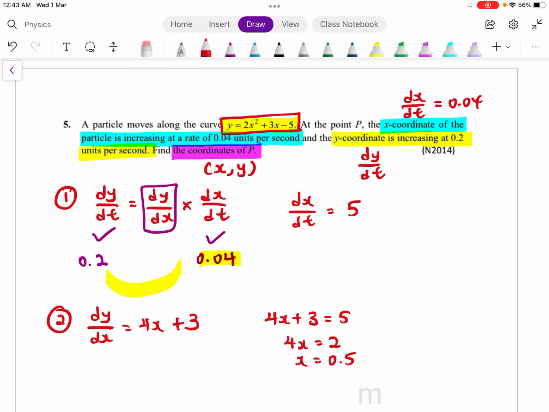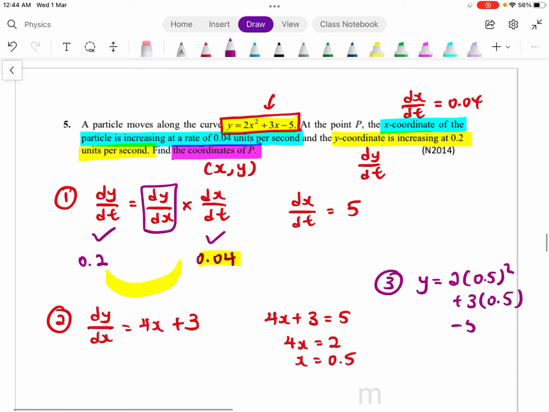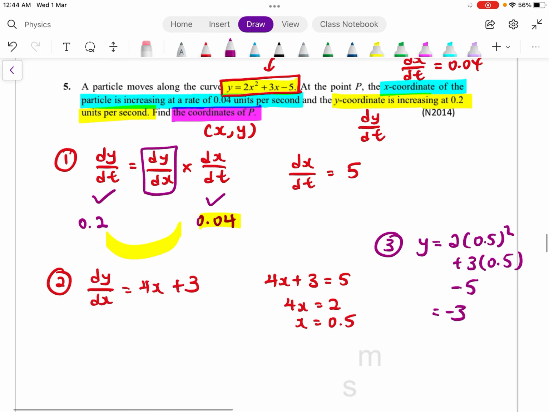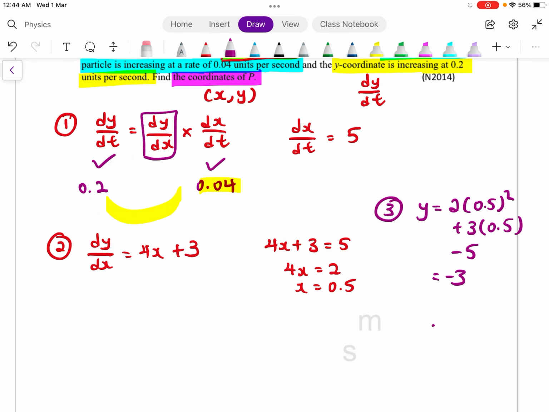How do I find the y coordinate? You simply substitute into the original equation. The third step is to find y equals 2 times 0.5 squared plus 3 times 0.5 minus 5. So you'll get negative 3. The coordinate of P is therefore (0.5, negative 3). So this is how you solve this type of question.